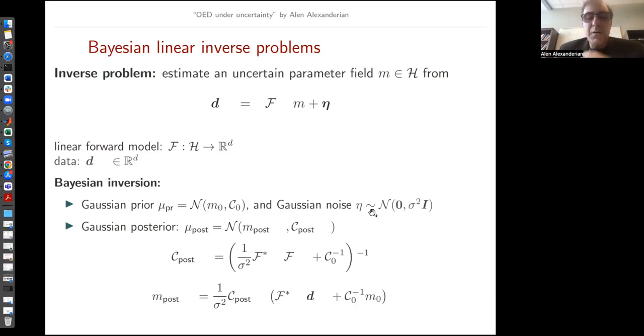And as is well known, in such a case, the posterior is Gaussian, and you have these nice expressions for the mean and the posterior covariance operator. So the mean of the posterior, in this case, is the MAP estimate. You have the expression, and then this is the posterior covariance.